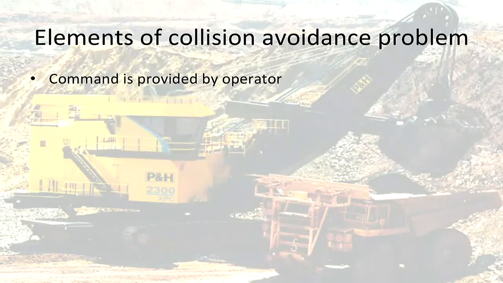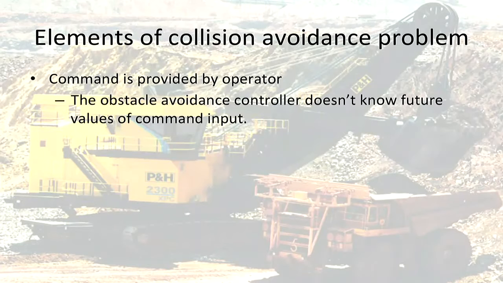I'll give you a very brief view of the architecture. So the command for the machine, if we step back from full automation, there's a semi-automation piece, which is just a layer of control that sits underneath the operator and guards against things like collisions. And the operator provides his command. The obstacle avoidance controller doesn't know future values of this command input.